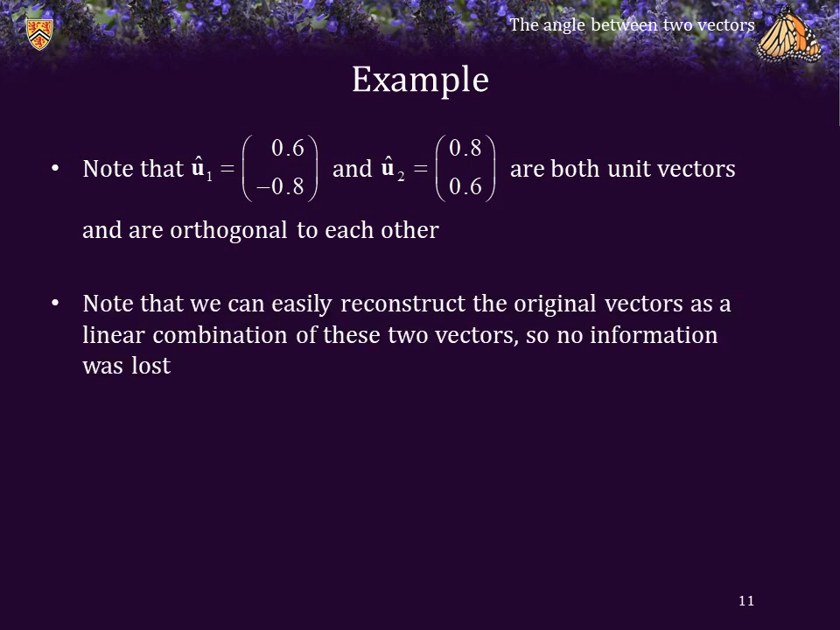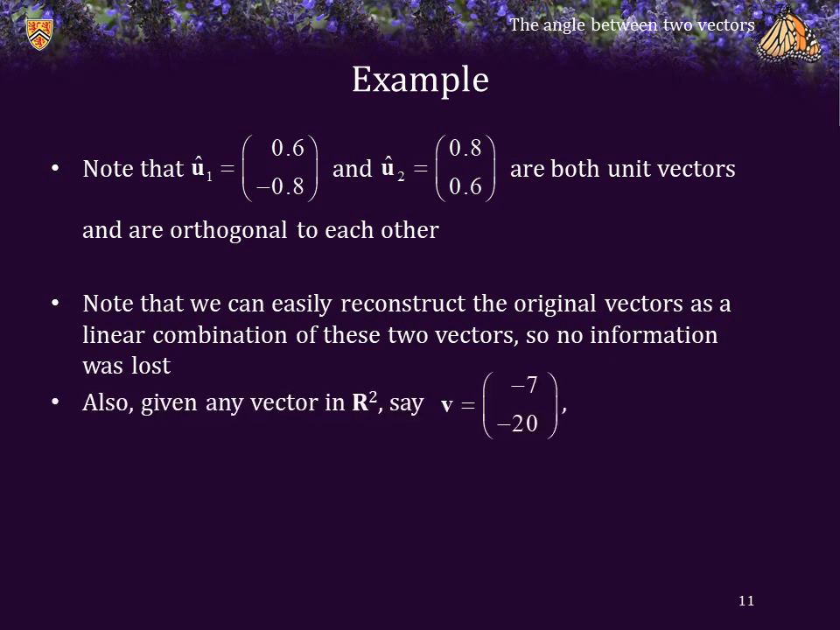Note that it would not be difficult to reconstruct the original two vectors as a linear combination of these two new unit vectors, so no information was lost. As we were only dealing with linear combinations of u1 and u2 in the first place, no information was introduced either.